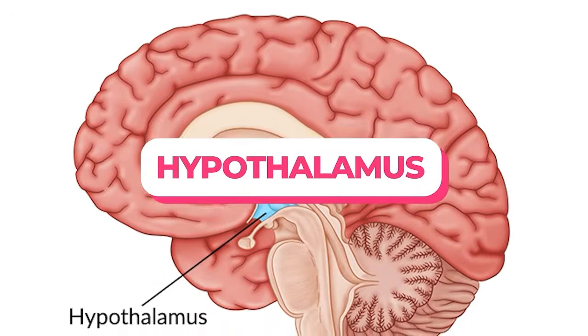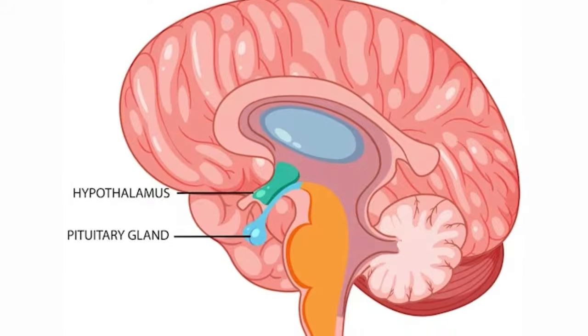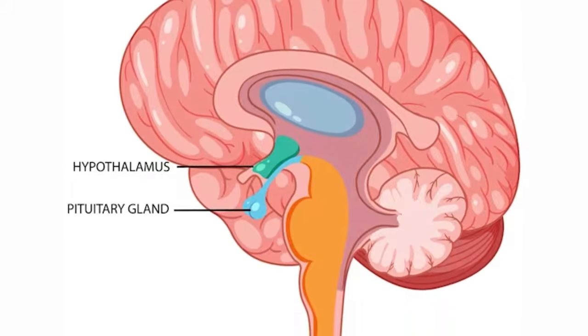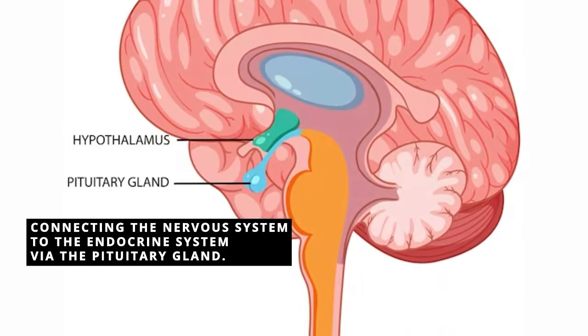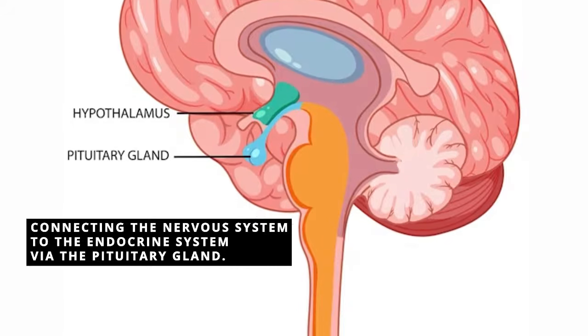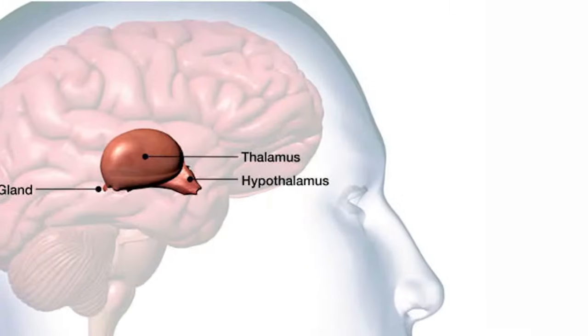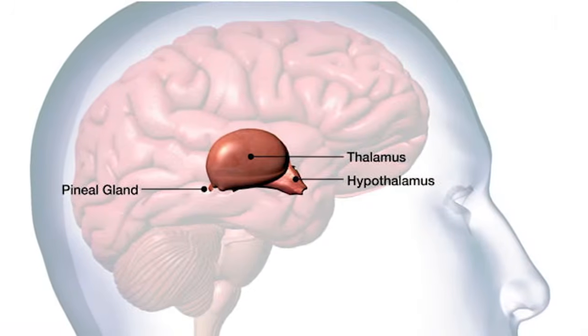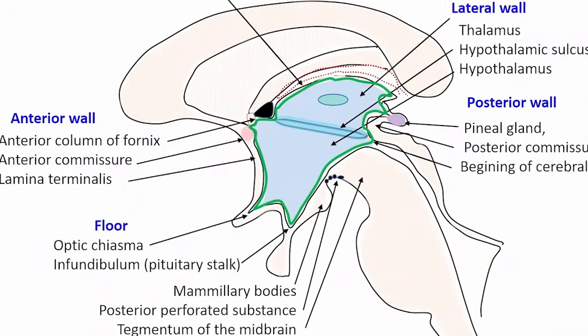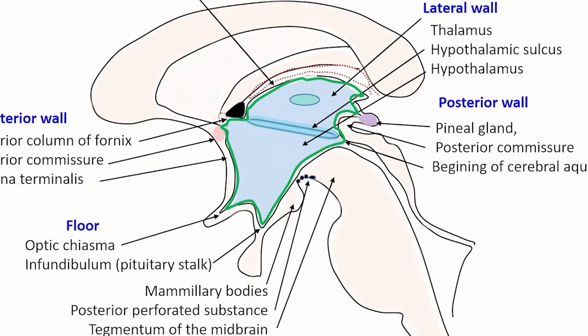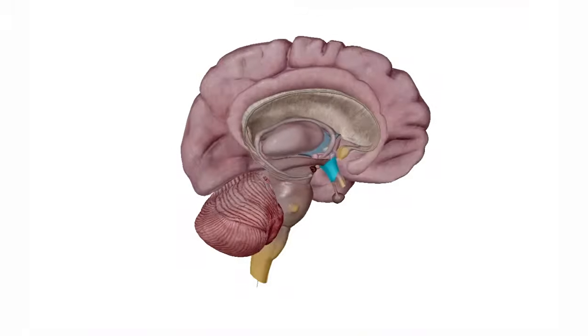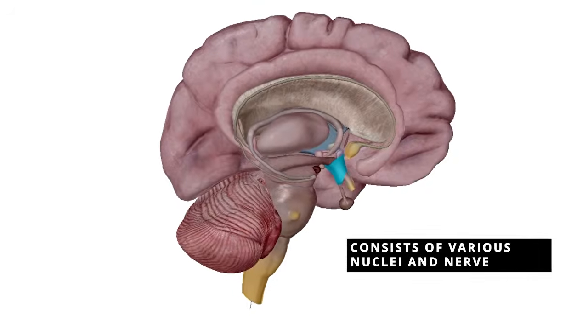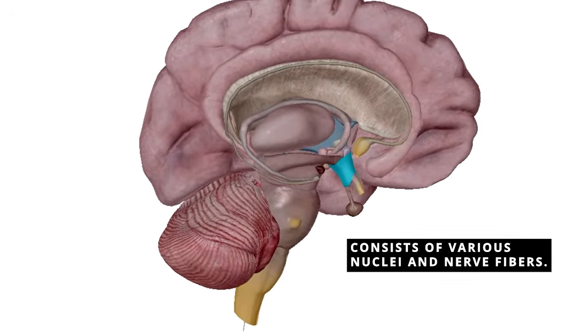Hypothalamus. The hypothalamus is a small but crucial region of the brain that plays an integral role in connecting the nervous system to the endocrine system via the pituitary gland. The hypothalamus is located below the thalamus, approximately above the pituitary gland, and forms the lower walls and floor of the third ventricle in the brain. It's about the size of an almond and consists of various nuclei and nerve fibers.